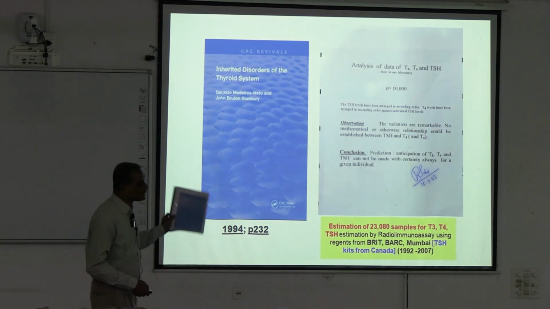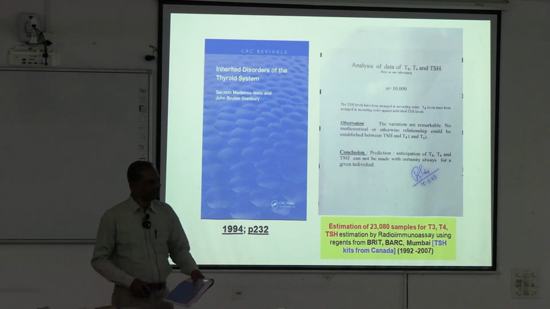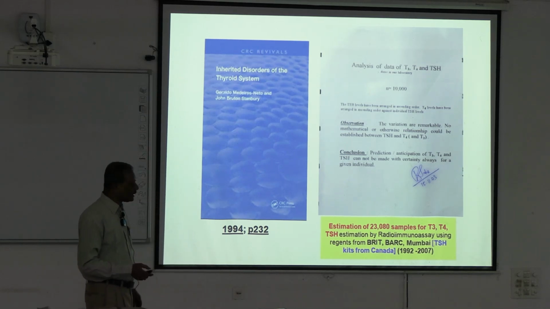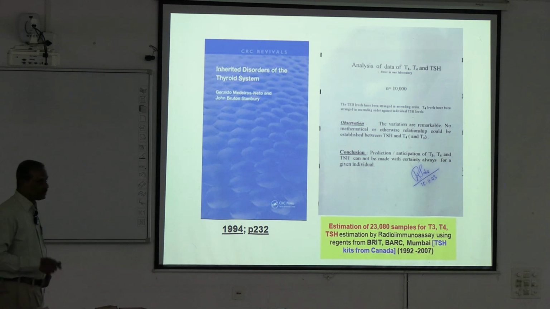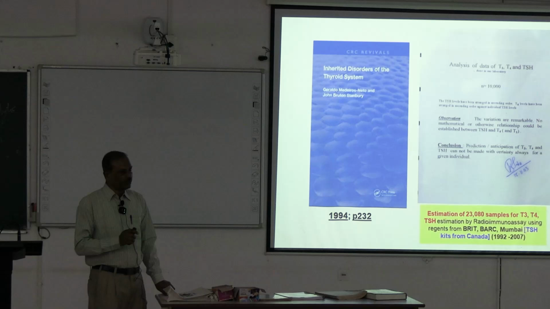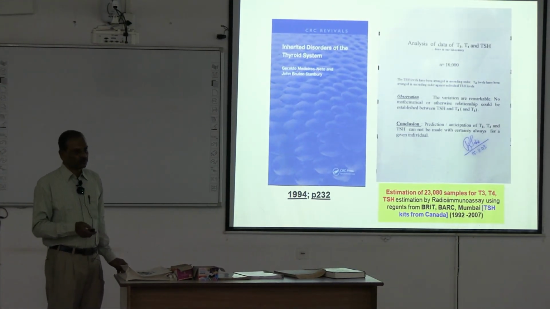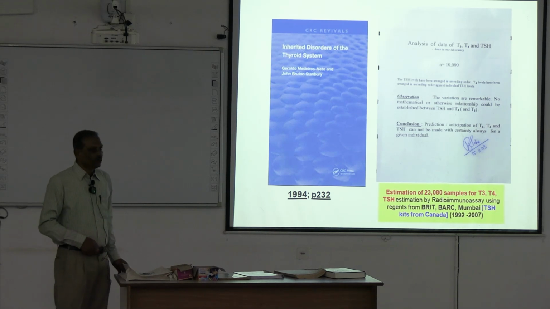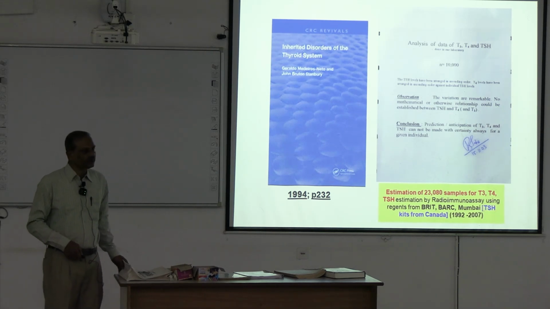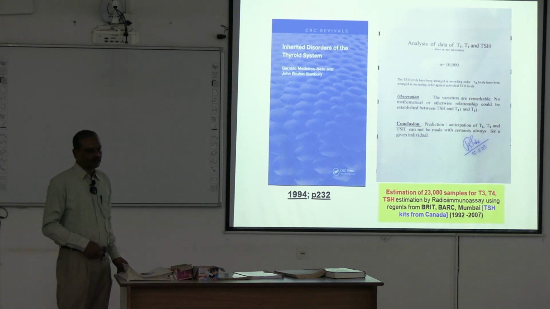During my study also, there is a special book on inherited disorders of the thyroid system. I got a PDF copy, got it printed, and read it simply. Actually, during my professional service life, the gold standard method for thyroid immunoassay, thyroid estimation, is radioimmunoassay. And we used to do thyroid estimation at our hospital using reagents from Bhabha Atomic Research Center, Mumbai. The TSH kits used to be brought from Canada and repacked at Bhabha Atomic Research Center, and brought by air to Durgapur.